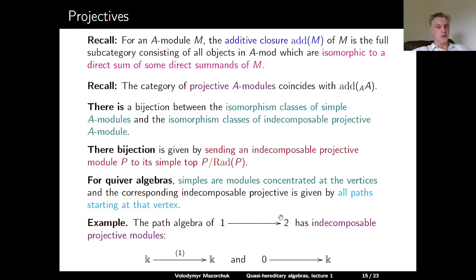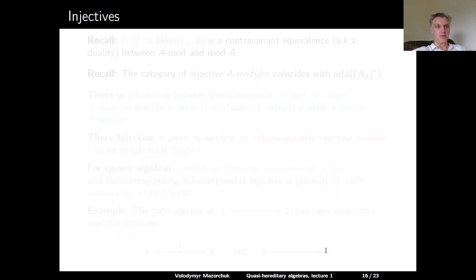This gives us the one-dimensional space at the vertex 2. So the second module for vertex 2 consists of all paths which start at the vertex 2. For this quiver, we only have the trivial path at the vertex 2, which starts at the vertex 2. So this module coincides with a simple module at vertex 2.